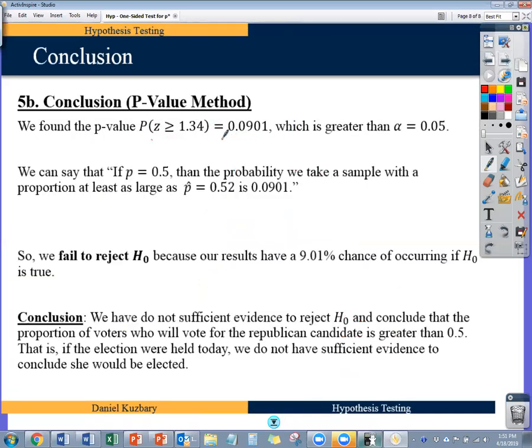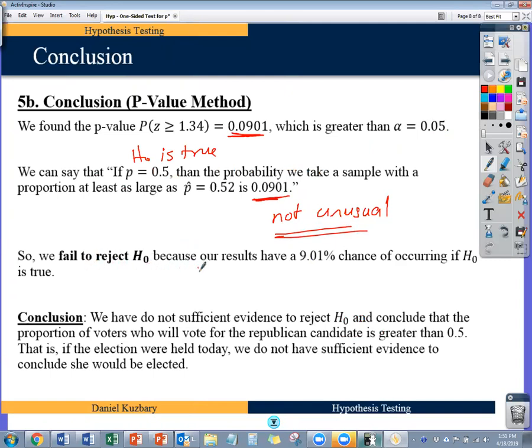Well, we found the p-value is 0.0901, which is greater than alpha. So what we're saying by this number is if our null hypothesis is true, if p is really 1/2, then the probability we take a sample with the proportion at least as large as 0.52 is 0.0901, which we're calling not unusual. See, what makes it unusual is if it's less than a 5% chance of happening. This is a 9.01% chance of happening, which is not unusual.